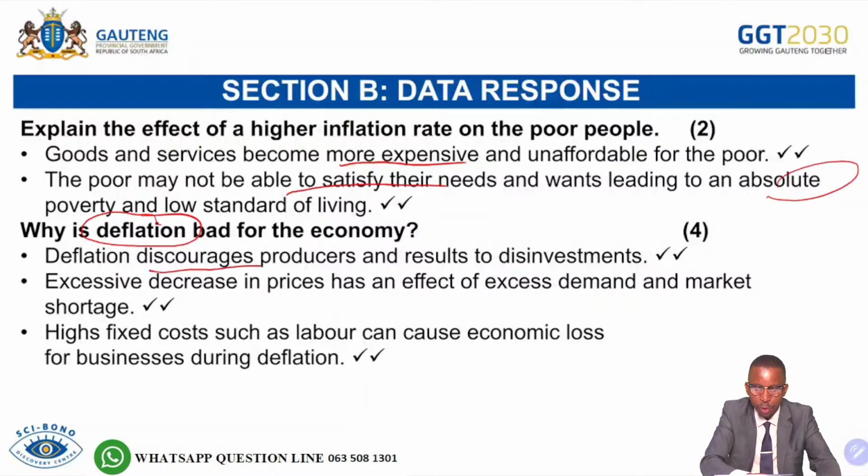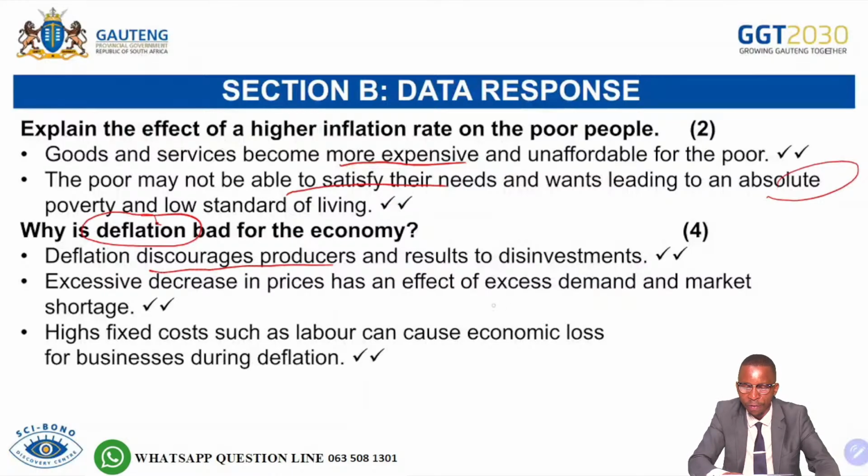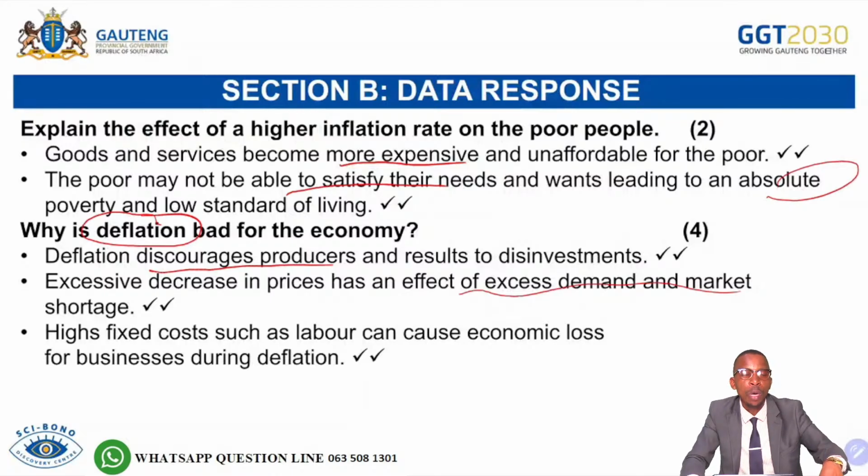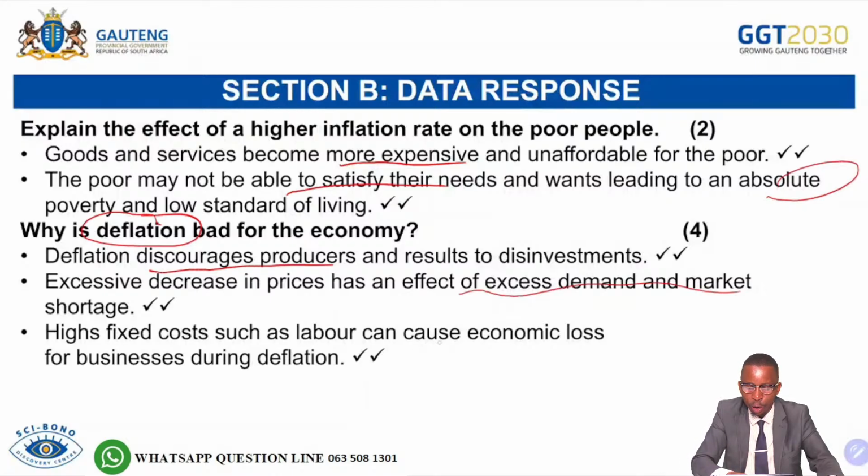Deflation discourages producers and results in disinvestment or withdrawal of investments. Excessive decrease in prices has the effect of excess demand and market shortages. We know that if prices are too low because of deflation, consumers will demand more than what can be supplied by firms, which will cause market shortages. That's a market failure. High fixed costs such as labor can cause economic loss for business during deflation.